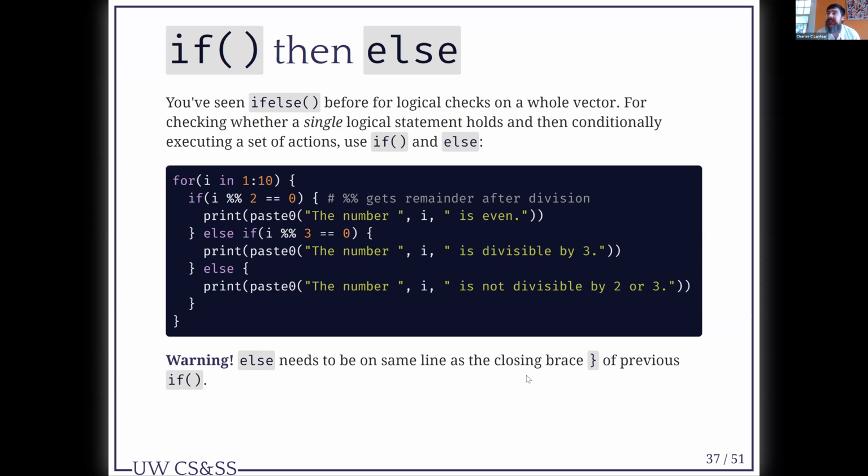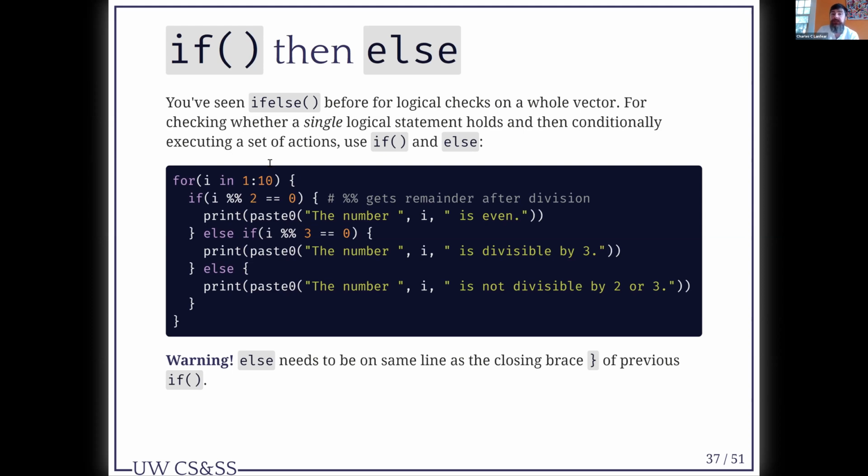So you've seen the function ifelse in R. ifelse is for doing logical checks on a vector and assigning values. It is not to be confused with if and else. Those are different things. So if and else are for doing single logical statements on a single value and not a vector, and then conditionally executing a set of actions. You often will use if and else inside of loops or inside of functions, often to do things differently when different numbers are given.